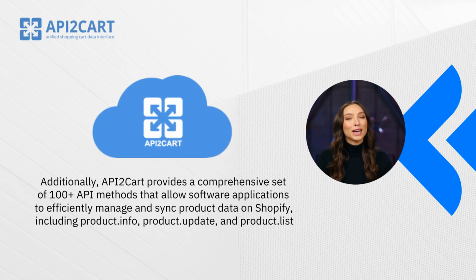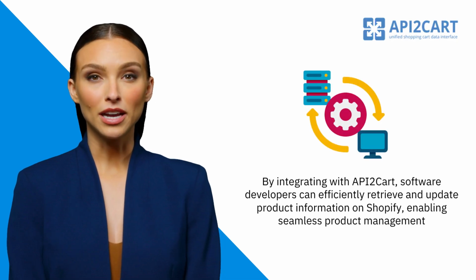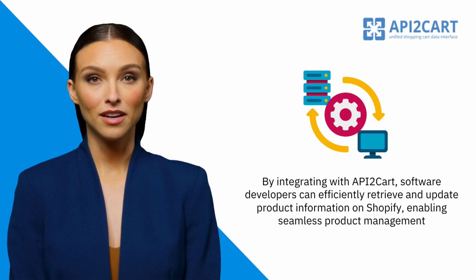Additionally, API 2Cart provides a comprehensive set of 100+ API methods that allow software applications to efficiently manage and sync product data on Shopify, including product info, product update, and product list. By integrating with API 2Cart, software developers can efficiently retrieve and update product information on Shopify, enabling seamless product management.